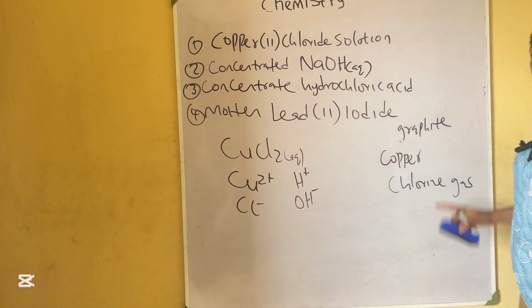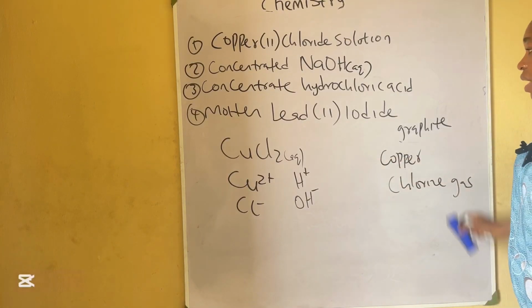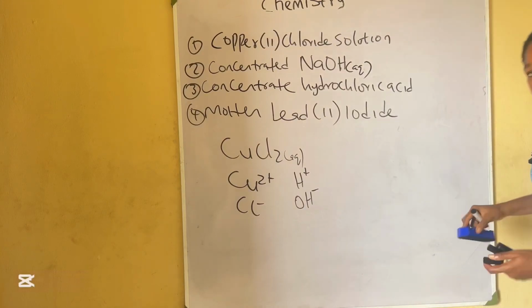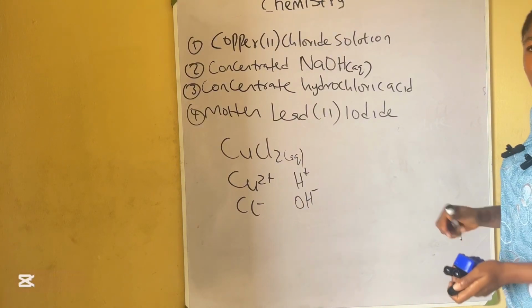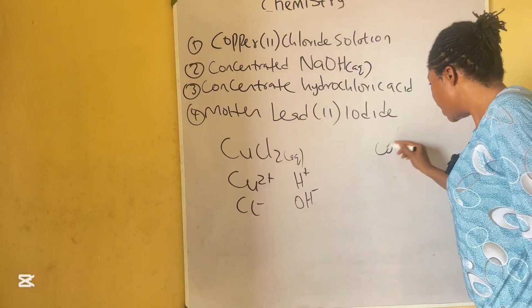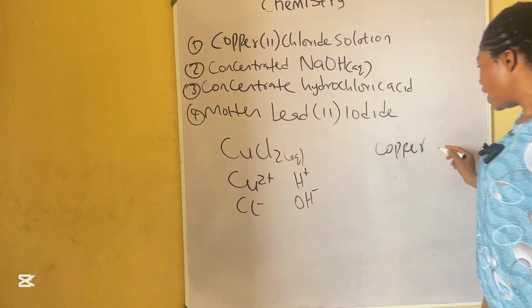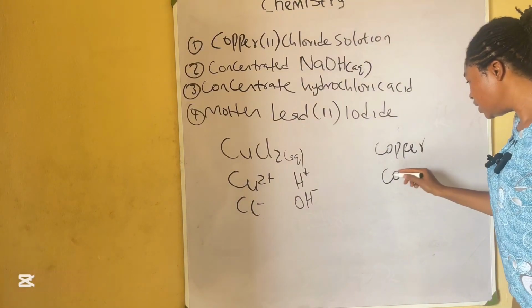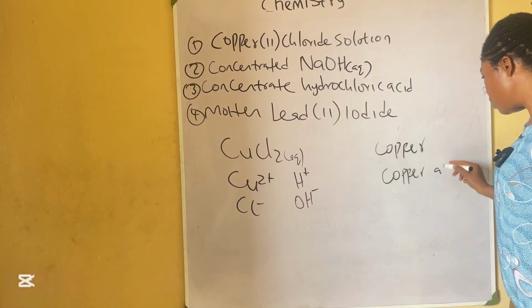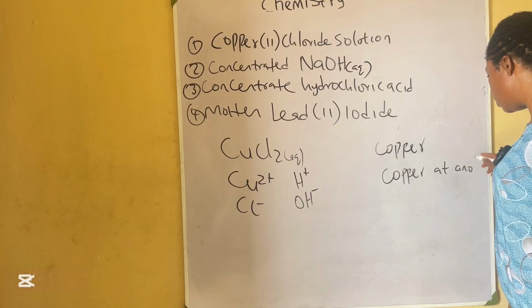So what happens when you use a copper anode? It's the same thing you did in the electrolysis of copper(II) sulfate using a copper anode. The same thing you will get. So you get copper at the cathode and copper at the anode.